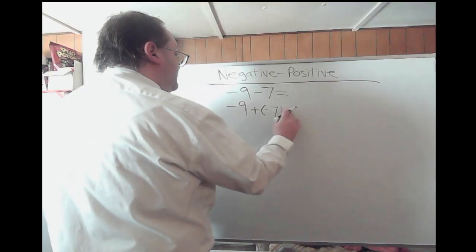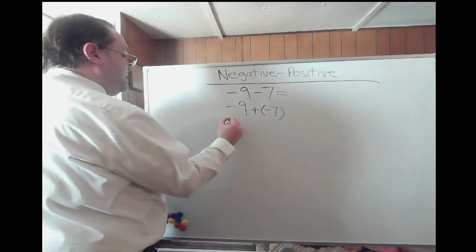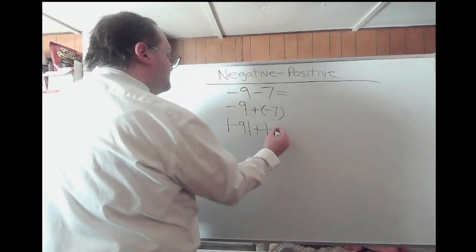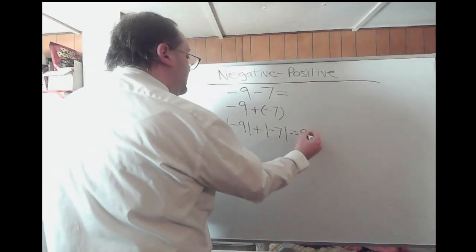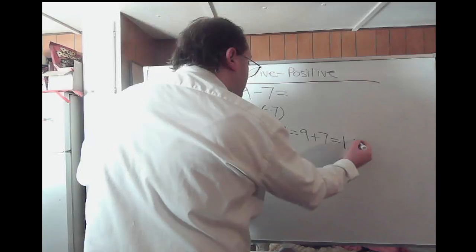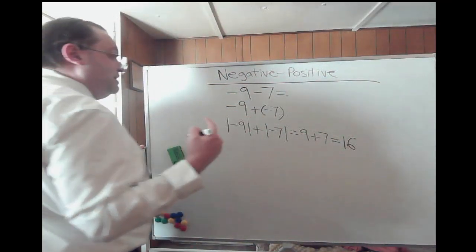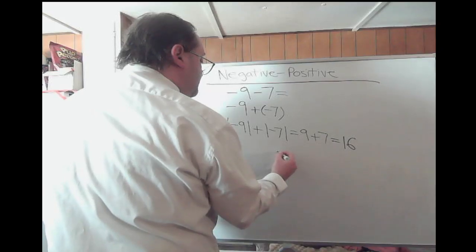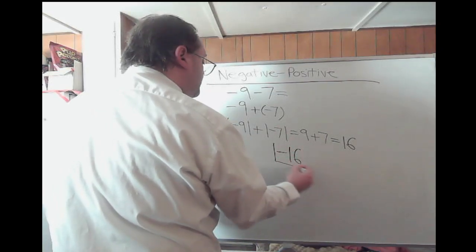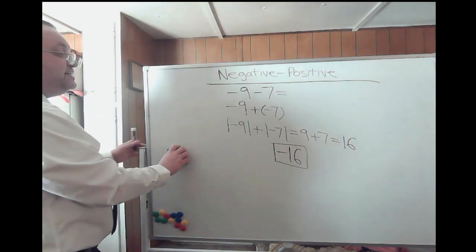Now we just want to take their absolute values. So we'll take the absolute value of negative 9 plus the absolute value of negative 7, which would give you 9 plus 7. 9 plus 7 is 16. And since the original equation had negative numbers, you would just add two negative numbers, slap a negative sign on the front of the answer, and you'll get negative 16 for your answer.